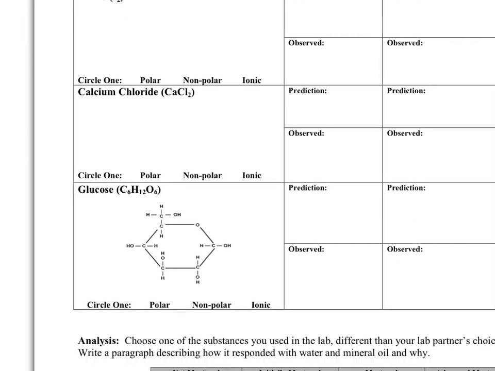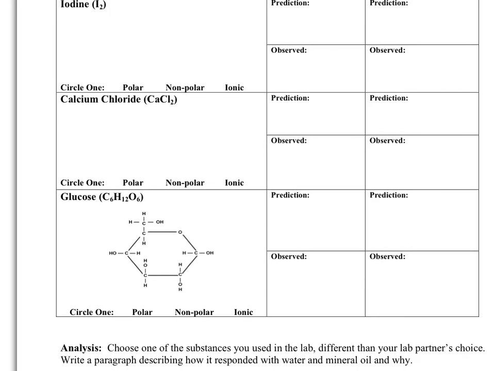We've also given you the structure of glucose. Look at its structure and use what we've discussed in the course to figure out what type of compound it is. Is it ionic, polar, or nonpolar? And what force it can make. Then predict, will it dissolve in water or in mineral oil. When you come to class, your teacher will check your diagrams and then you can perform the lab.